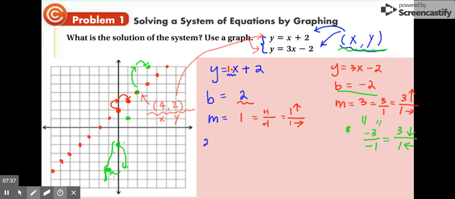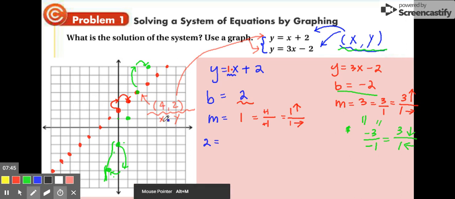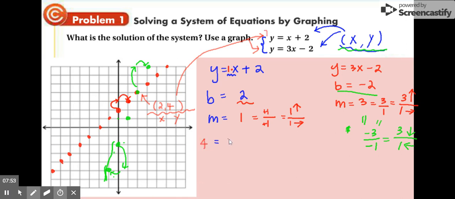So 2 is equal to, oh, 1 second. I put 4, 2, no, it should be 2, 4. So 4 is y, and if you plug in 2 to here, it should be 2 plus 2. So the first line, the solution makes the first equation true.